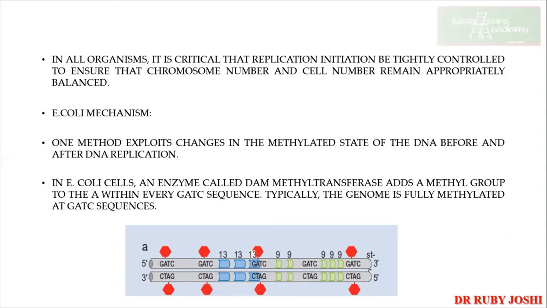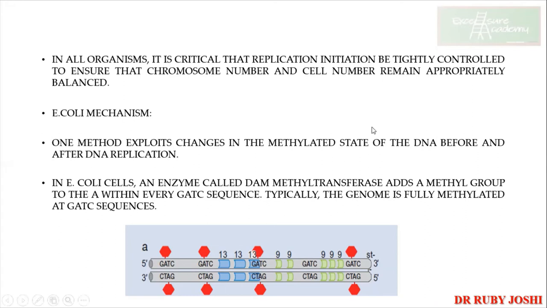Otherwise what will happen? If the number changes, you know that aneuploidy, even if you have more or fewer chromosomes, is going to result in a genetic disorder, right? So that's why it is important that in the cell, the replication should happen only once, and then the division should happen. Now let's talk about the case of E. coli.